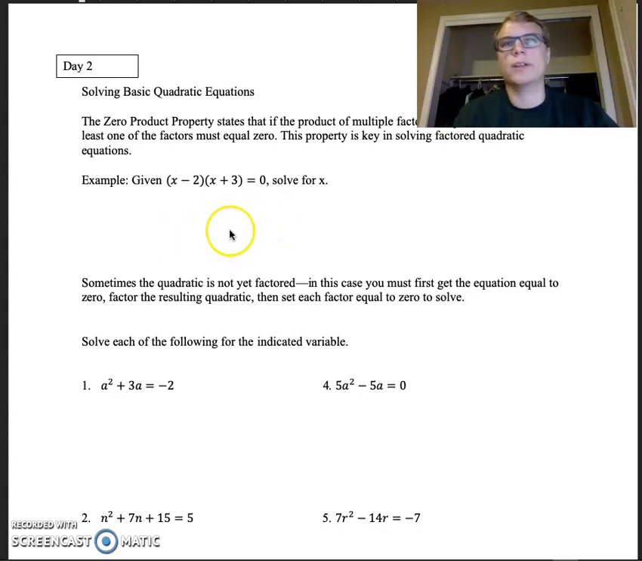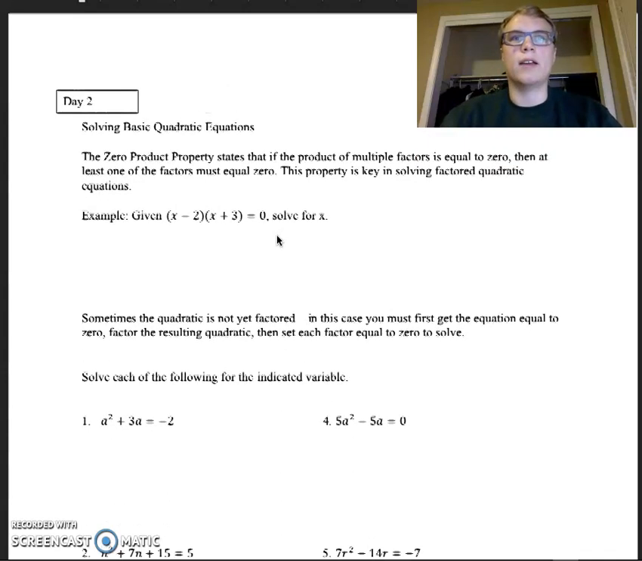Hello everyone, welcome to day 2 of the notes. During the first day we talked about factoring using the greatest common factor method and then regular factoring for a trinomial. Today we're going to take the next step and actually take what we factored and solve for x.